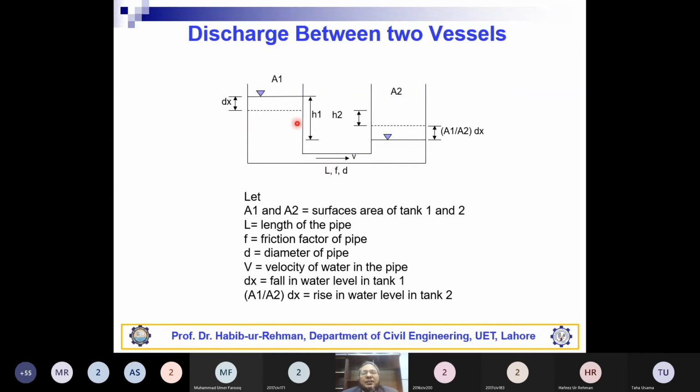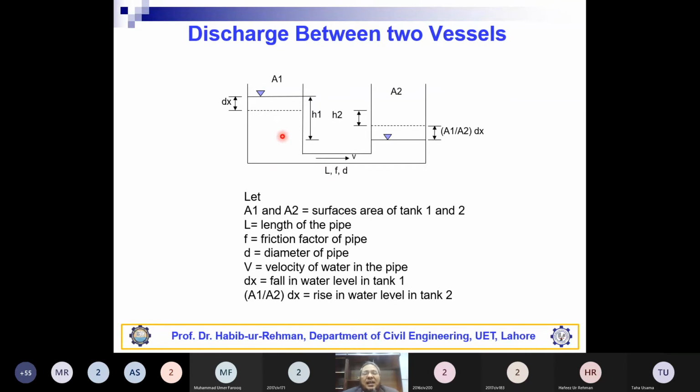When the level of water in both reservoirs would be the same, how much would be the velocity of flow through the pipeline? कितनी होगी? 0. There won't be any flow because there is no head which causes the flow. ठीक हो गया?